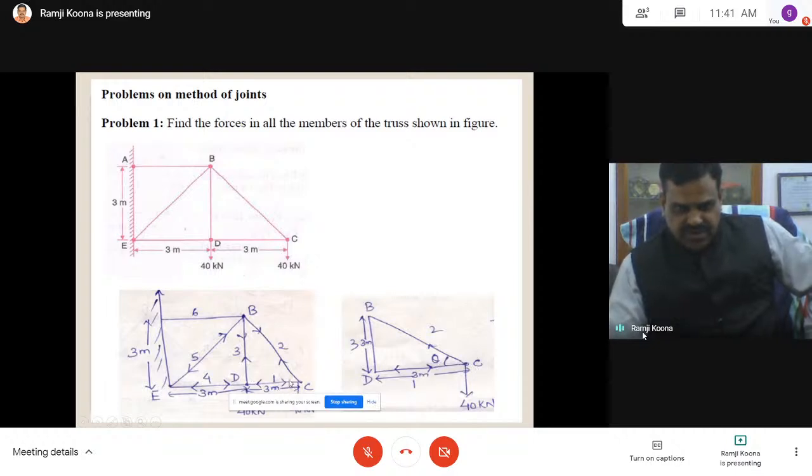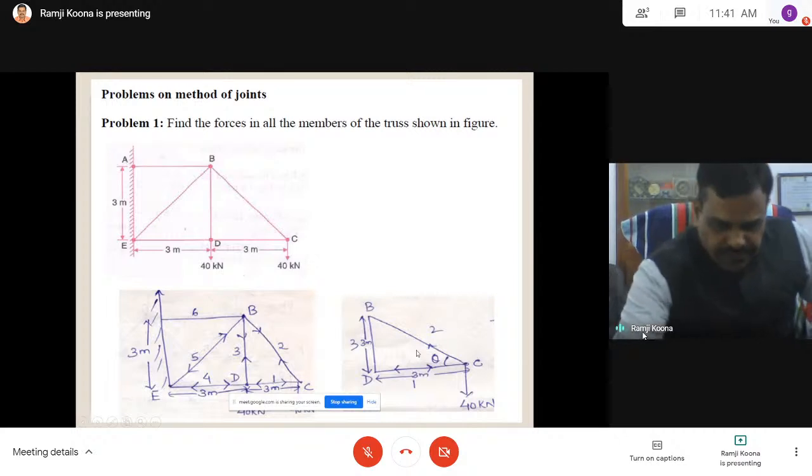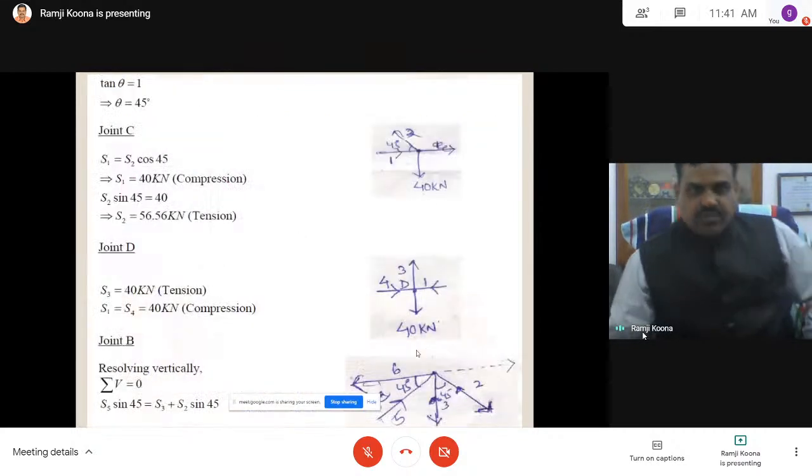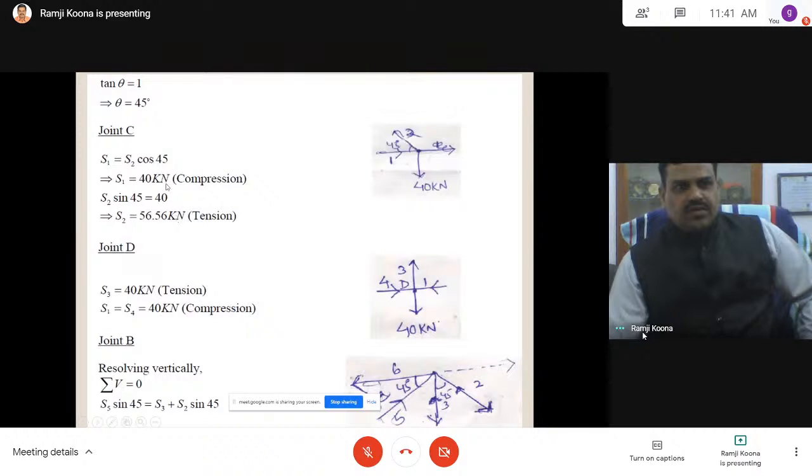If I represent it like this, with respect to the center point, it is increasing in length. With respect to the center point, this one is decreasing. That's why it is compressive and this is tensile. The assumed directions are correct, because I got both positive values. But one is represented as compressive and the other as tensile. Similarly, joint C is over.